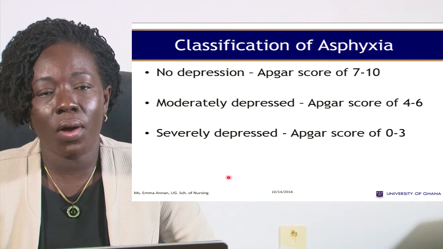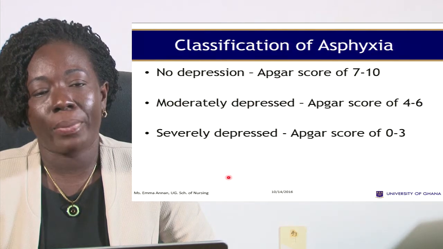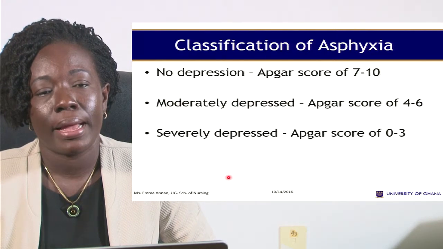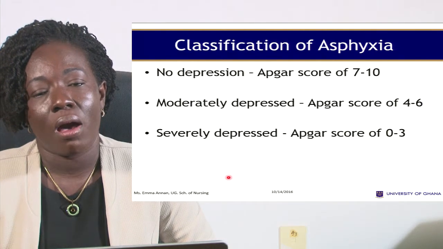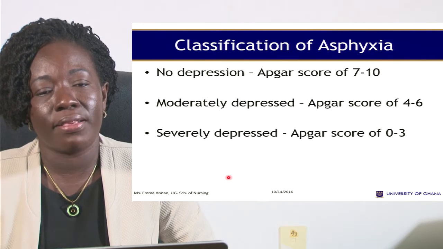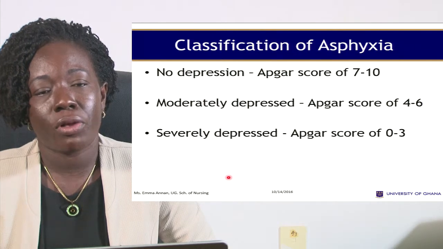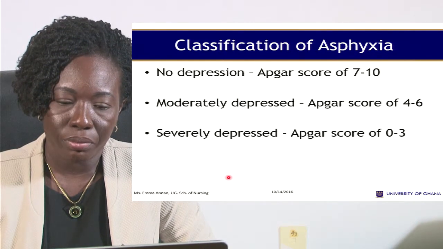We'll look at the classification of birth asphyxia. The first one is no depression, which means the baby is safe when the APGAR score is 7 to 10. When it's moderately depressed, the APGAR score is about 4 to 6, and when it's severe, the APGAR score is 0 to 3. For the moderate and severe, the baby will need resuscitation.